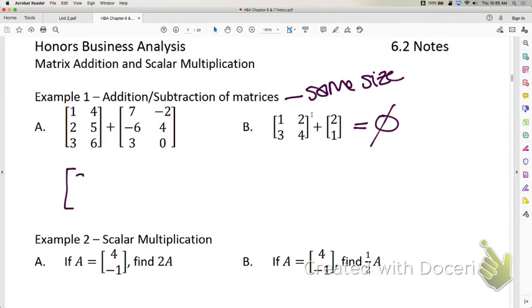So 1 plus 7 is 8. -2 and 4 gives me 2. I don't think I gave myself enough space here. It's actually not. 5 plus 4 is 9. 3 plus 3 is 6. 6 plus 0 is 6. Yay! We want stuff to be that easy. Yes?